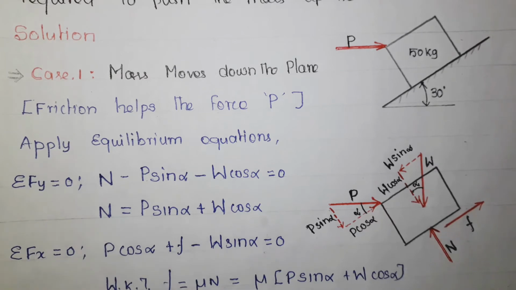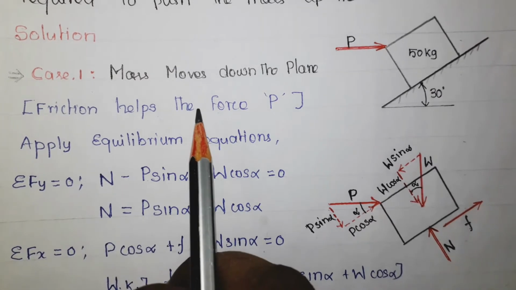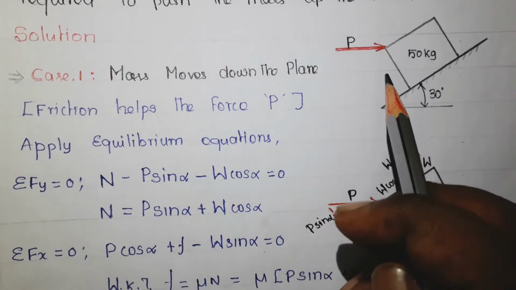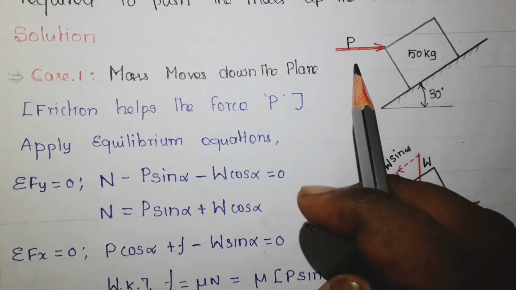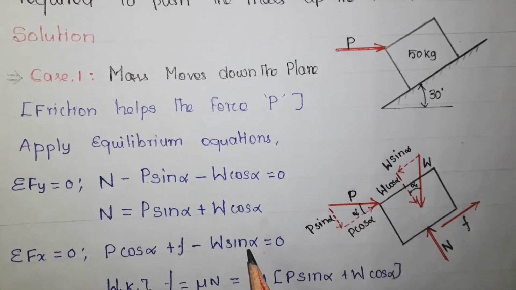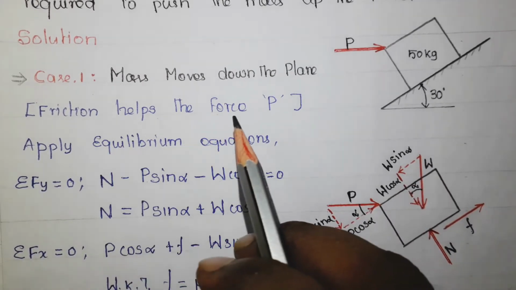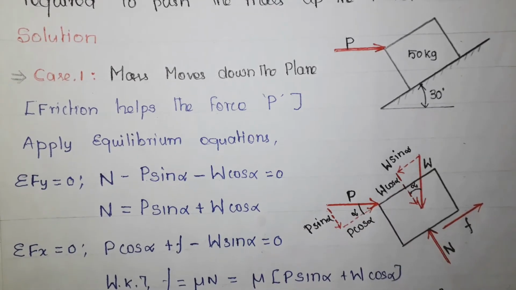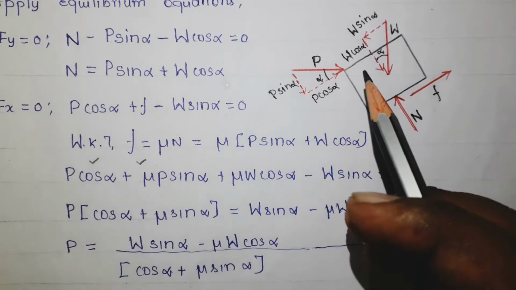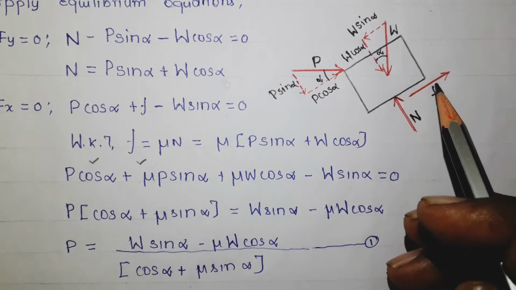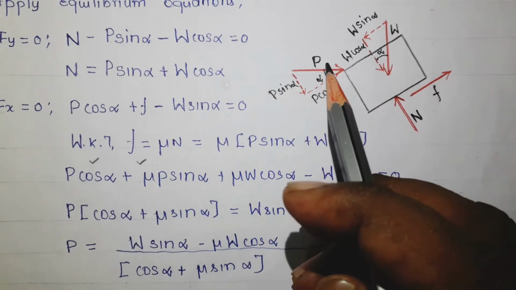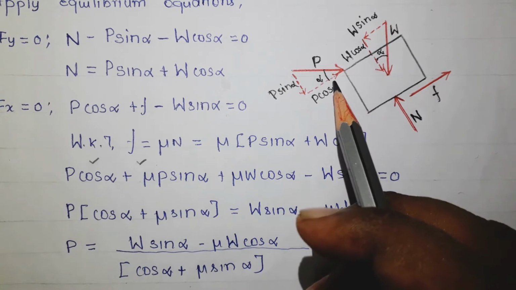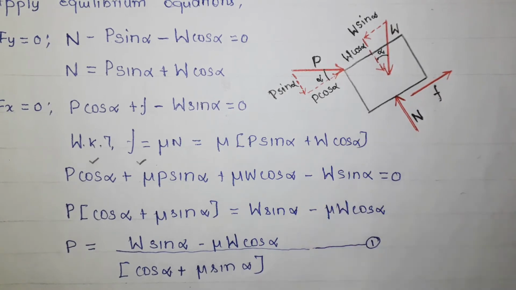Now go to the solution. In the first case, the mass moves down the plane, and I am going to stop this movement with the help of a force P, the minimum force P. You see here, the friction force helps the force P. When the object moves down, the friction force will act in the upward direction, or in the direction of the applied force. In this way, the friction force helps and supports the applied force P.